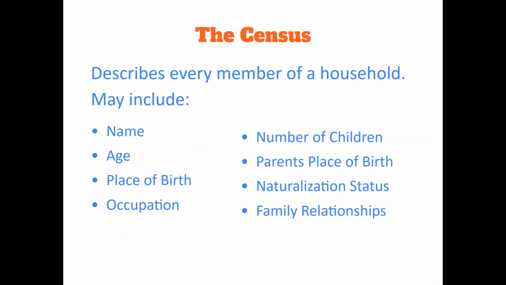The great thing about census is that they describe every single member of a household. They may include, not for every year, for every person, but they may include things like someone's name, age, place of birth, occupation, number of children, even their parents' place of birth, their naturalization status, their family relationships, lots of information about a household.